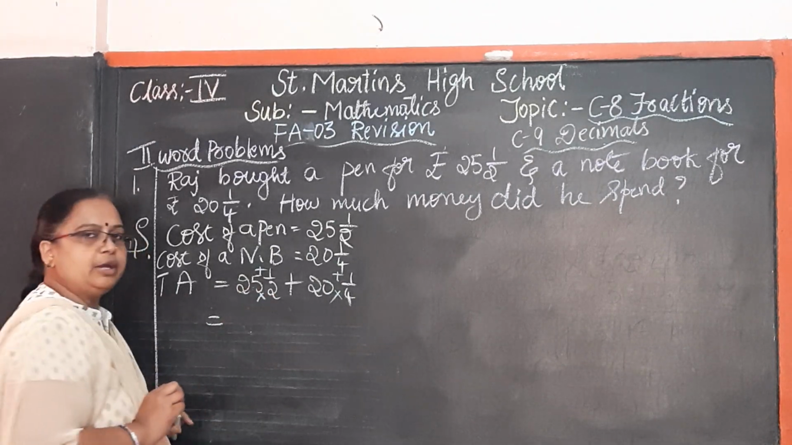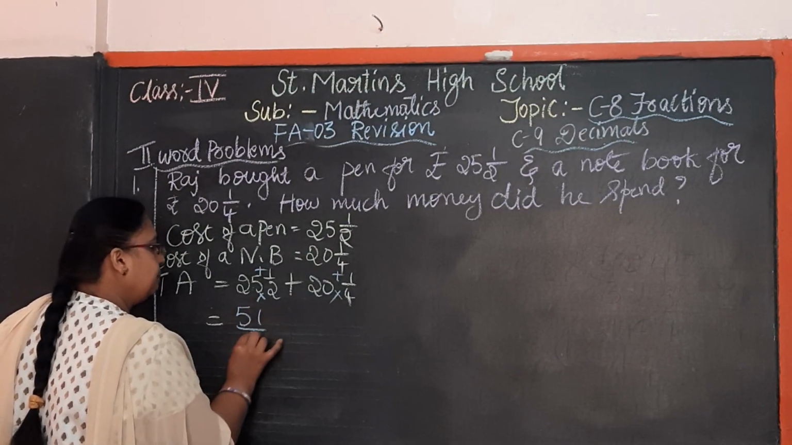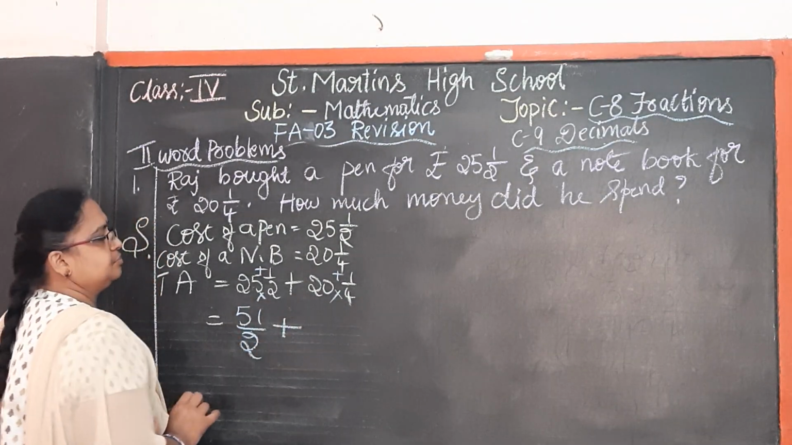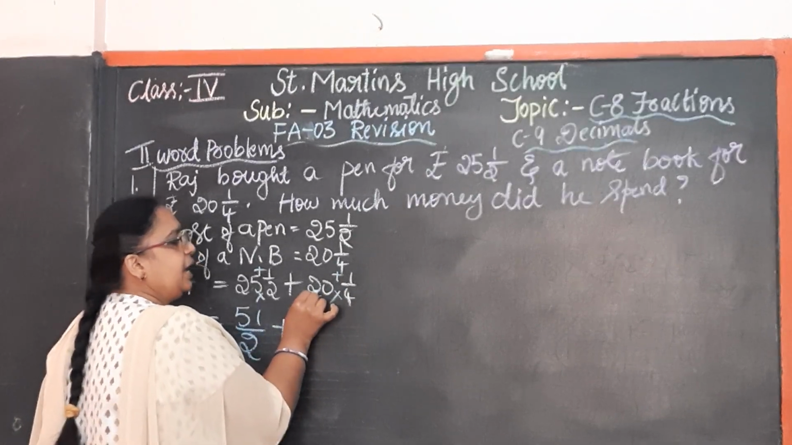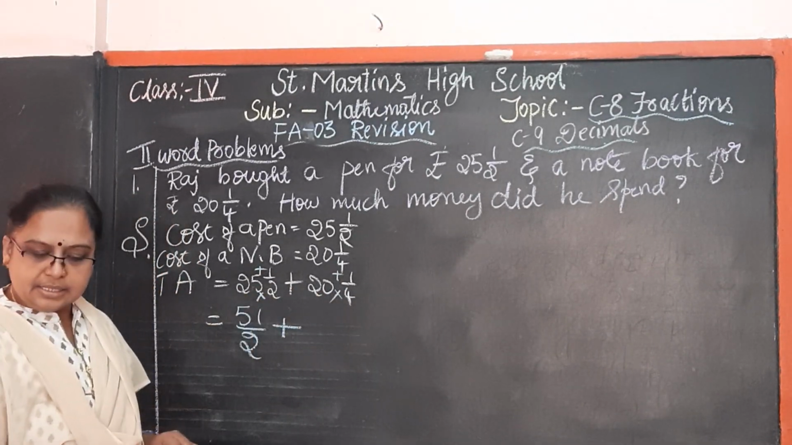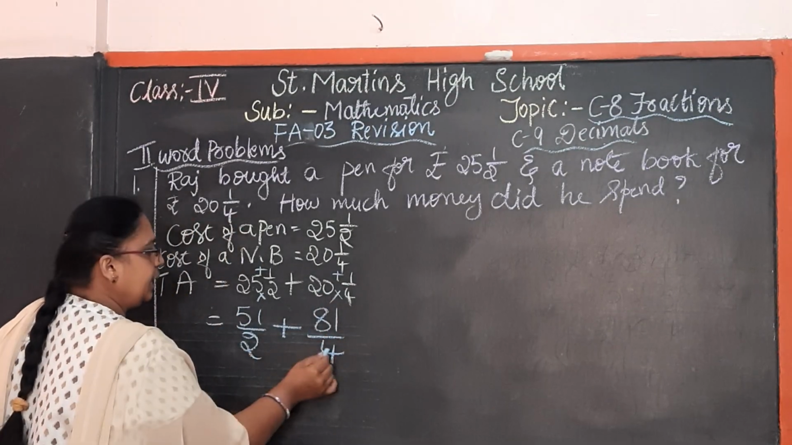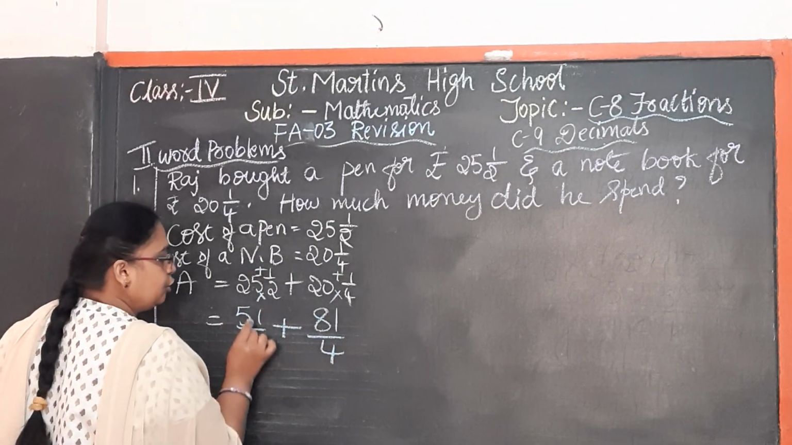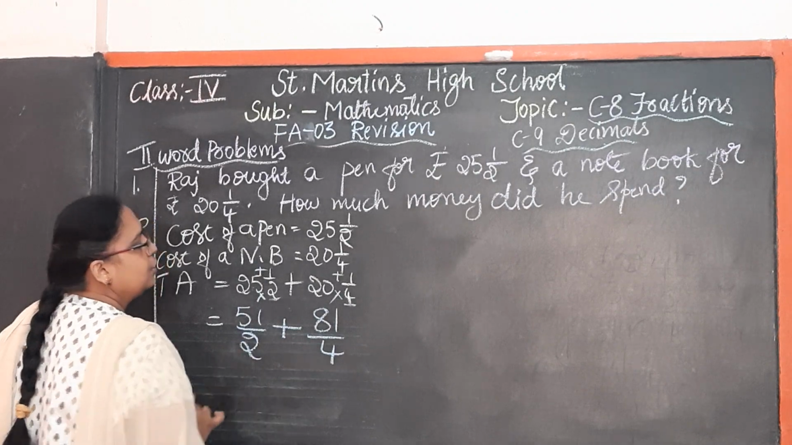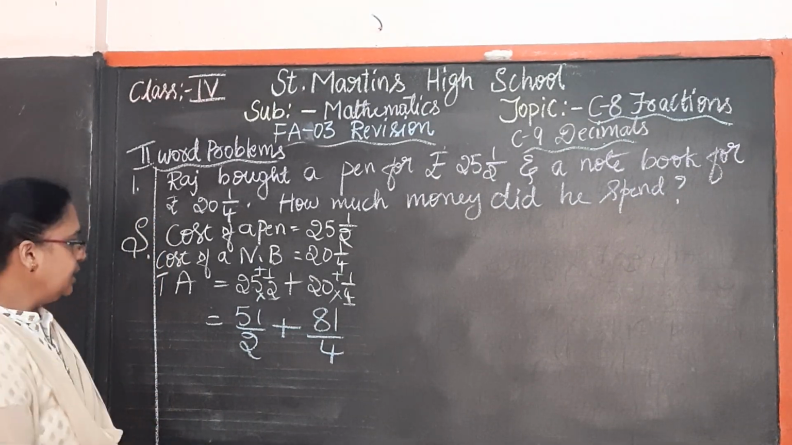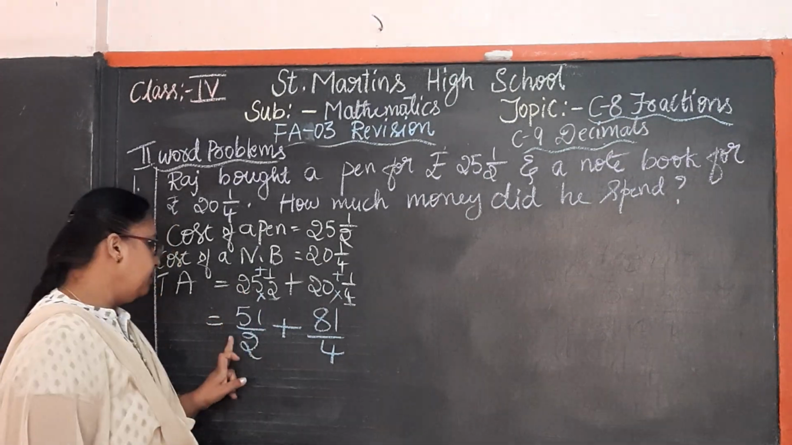2 25s are how much? 2 25s are 50. 50 plus 1 is 51. 51 by 2 plus. Next, 4 should be multiplied by 20. 4 20s are 80. 80 plus 1 is 81. 81 by 4. The numerator has changed, and what is there in the denominator, the same we have to follow. Yes. Till now, these are the steps. We have converted mixed fraction into improper fraction.